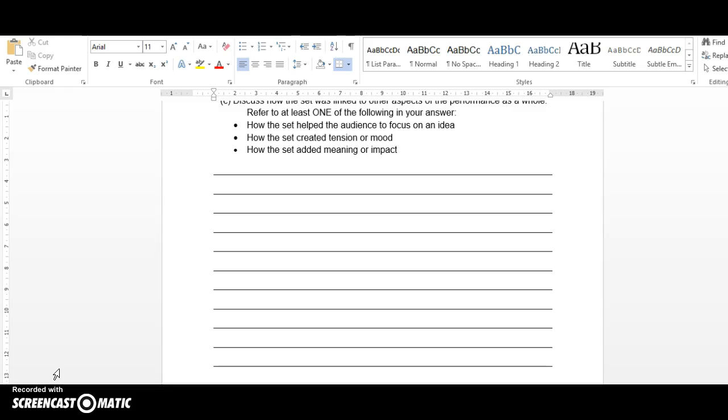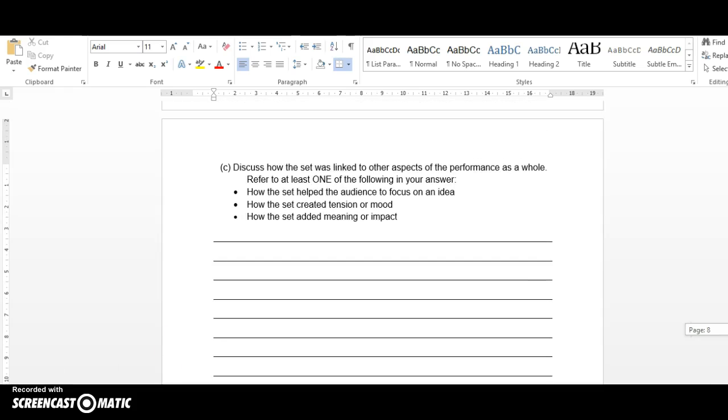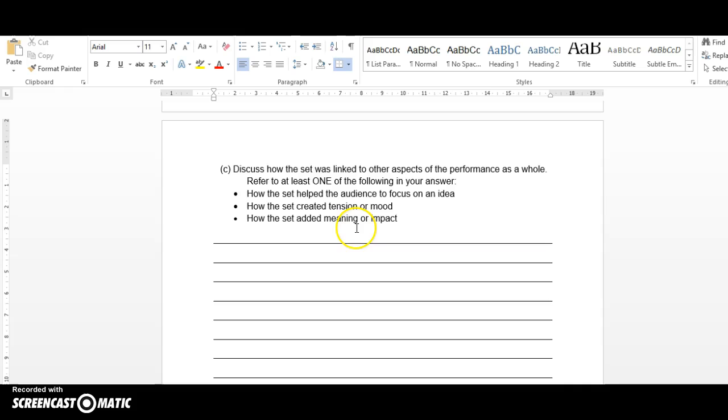Anyway, what I think you really need to do is to focus very much on this part of the question in order to go for your excellences. And it's really important to try and connect all the ideas of the performance to the set. So it's really important you look here at how the set was linked to other aspects of the performance as a whole.